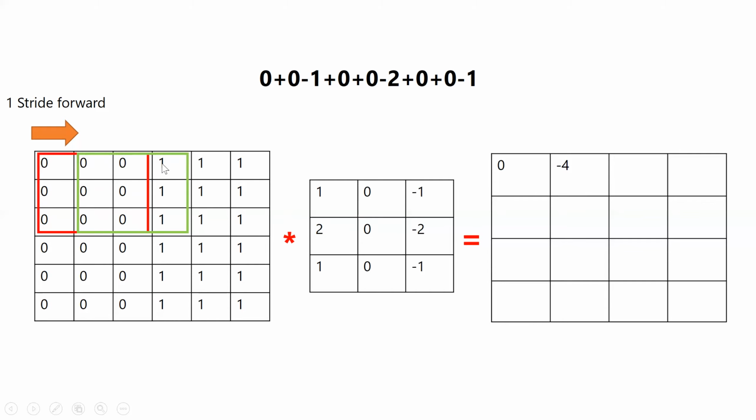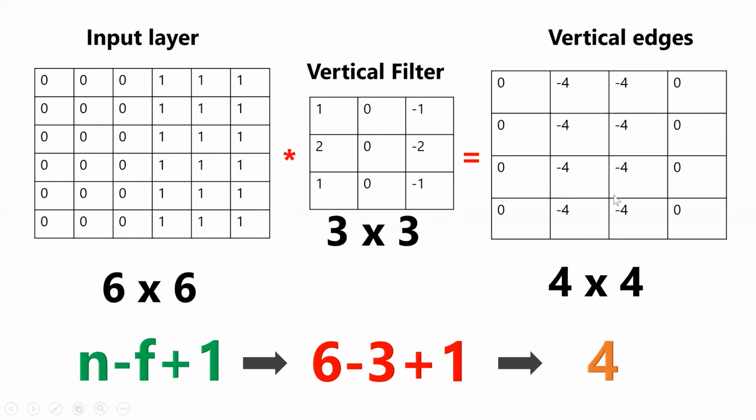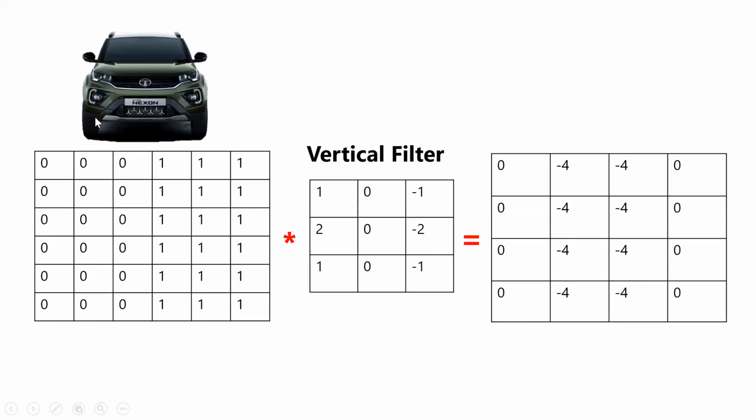So like this, we will be moving one stride forward and we will be completing the entire calculation of this matrix. Okay, so when we complete that, our matrix will look something like this. So this will be our input layer, right? I told you, 0 indicates white and 1 indicates black. So when we apply the 6 cross 6 matrix with the 3 cross 3 filter with one stride, we will be getting the vertical edges. So just consider we are getting this vertical edge.